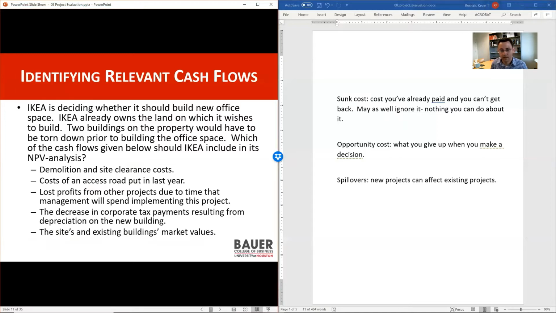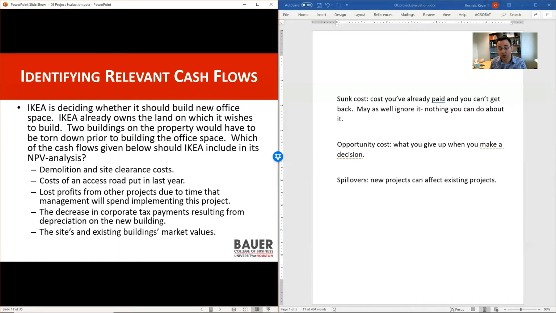Okay. We should, right? Why? What is this an example of? Well, this is an opportunity cost as well. So if you build this new office space, what can't you do? Well, you can't sell the land that's there already, right? You can't sell these two buildings and the property that's existing there. Okay. That's your next best option, right? That could be your next best option.